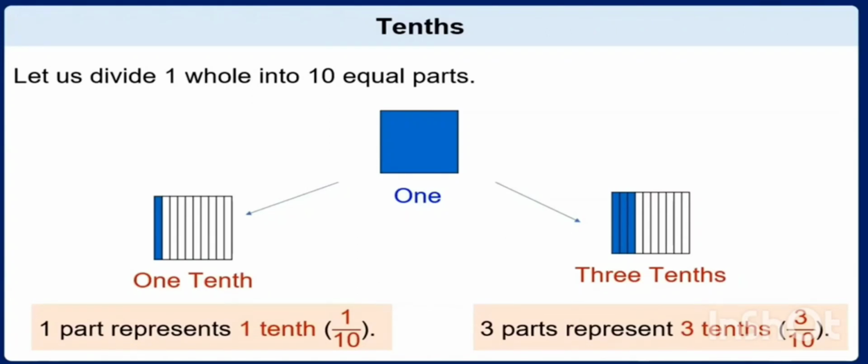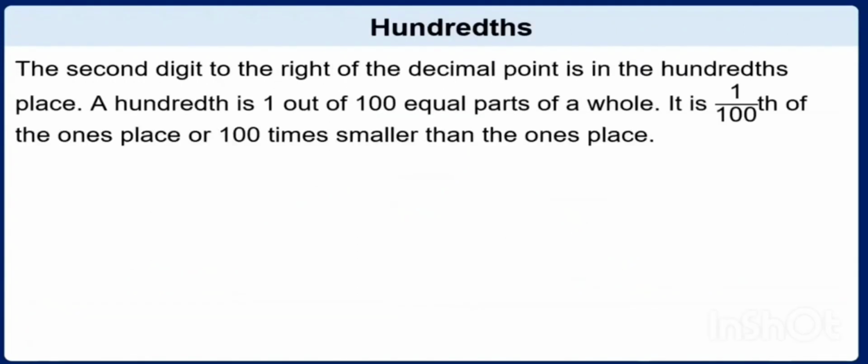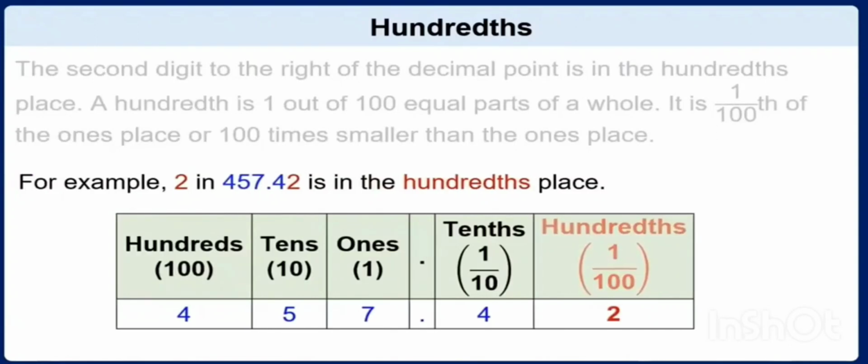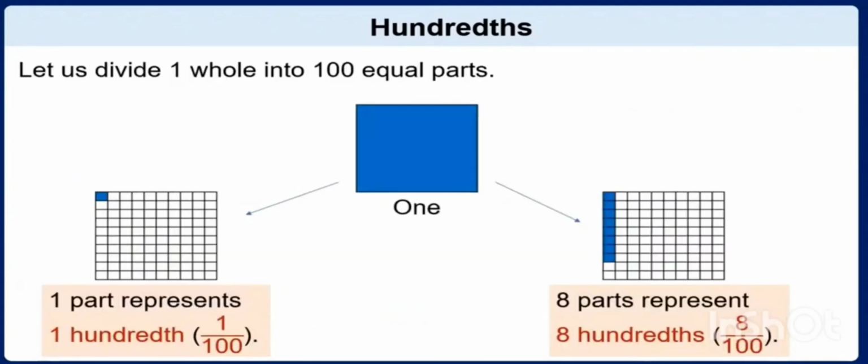The second digit to the right of the decimal point is in the hundredths place. The hundredth is 1 out of 100 equal parts of a whole. It is 1 hundredth of the ones place, or 100 times smaller than the ones place. For example, 2 in 457.42 is in the hundredths place. Here, one shaded part represents 1 hundredth. Likewise, 8 shaded parts represent 8 hundredths.